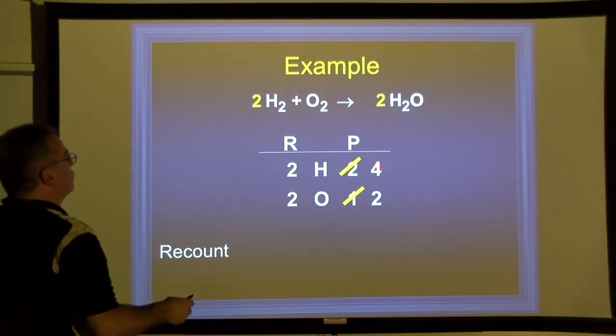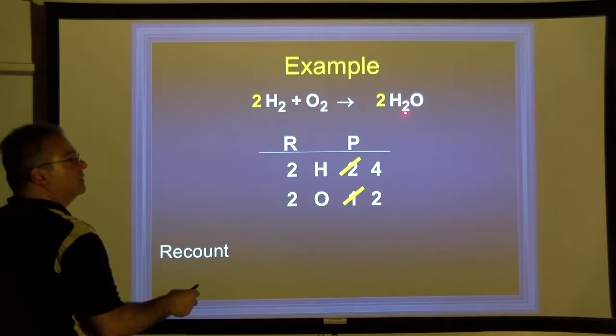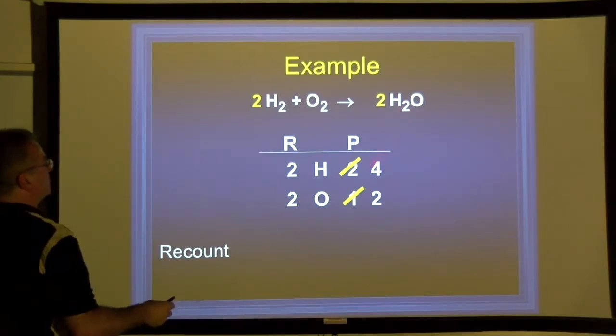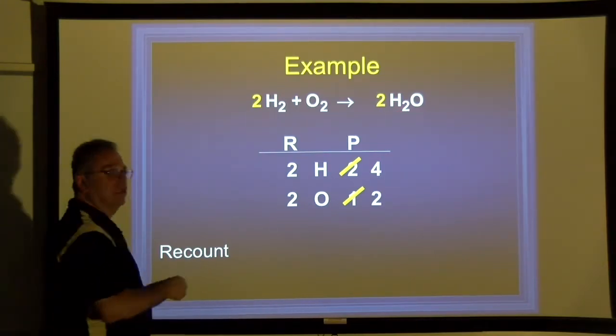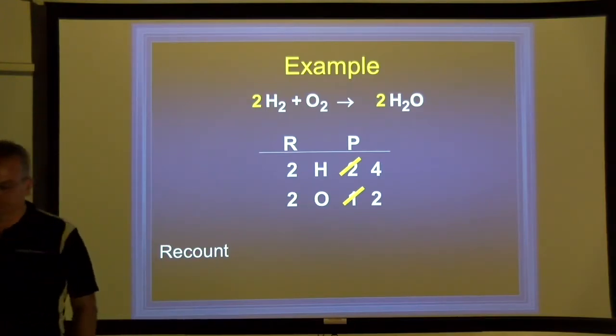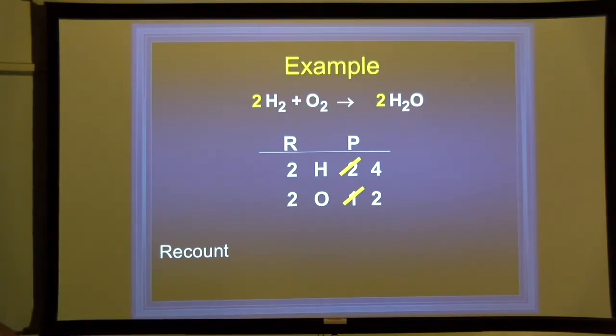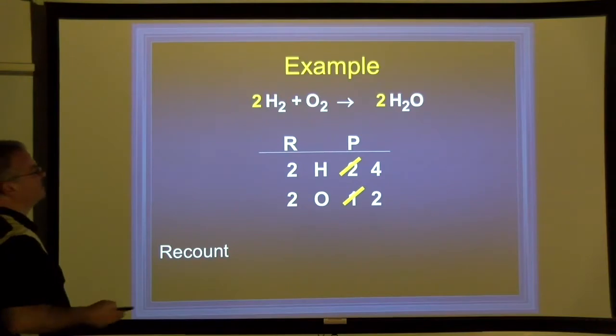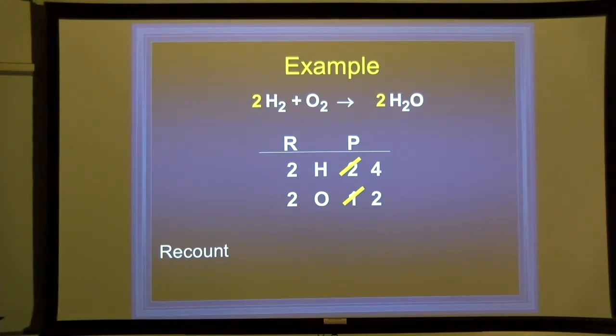Oh, I'm sorry. That was wrong, right? Because I had a 2 here, so that distributed. That doesn't work, right? That gave me 4 hydrogens, so I had to go back and put a 2 in front of that hydrogen. You didn't catch that mistake. So now I do a recount, and now it's good.